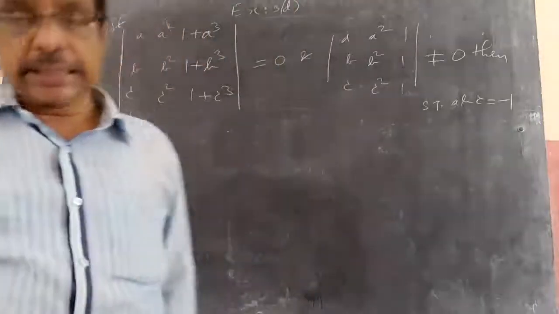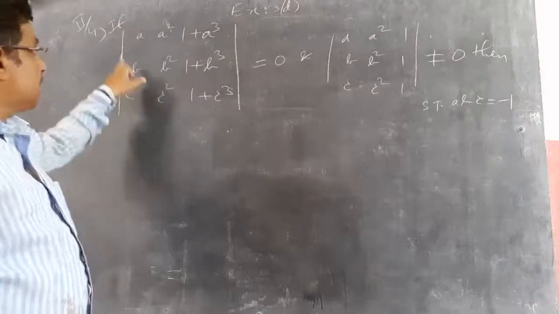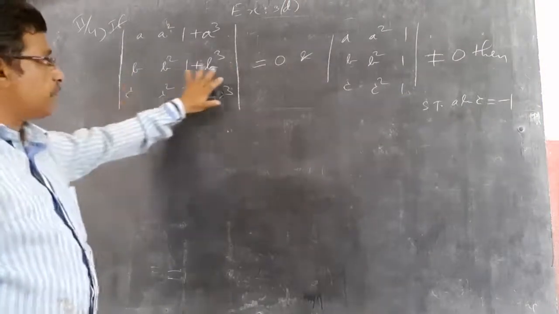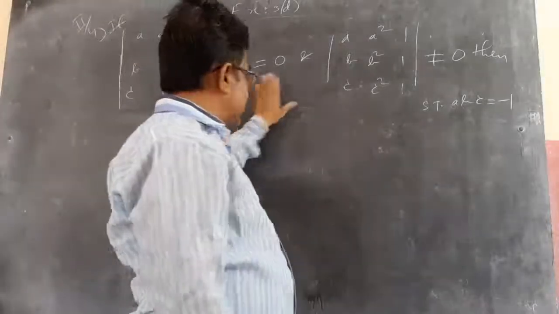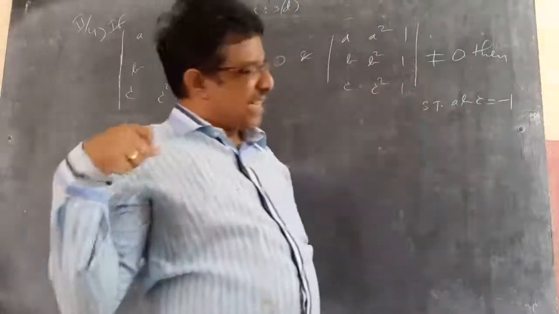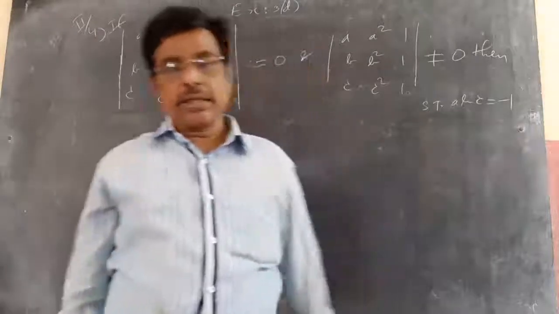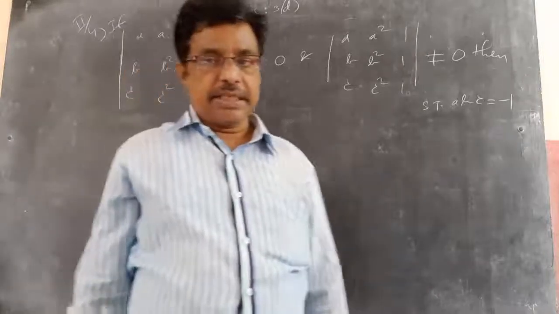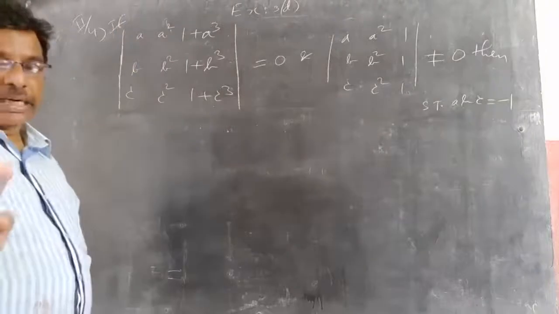One more sum we will discuss. Fourth sum, second problem. If the determinant of a, a square, 1 plus a cube; b, b square, 1 plus b cube; c, c square, 1 plus c cube equals 0, and the determinant of a, a square, 1; b, b square, 1; c, c square, 1 is not equal to 0, then show that abc equals minus 1. So we need to apply the properties to do this.